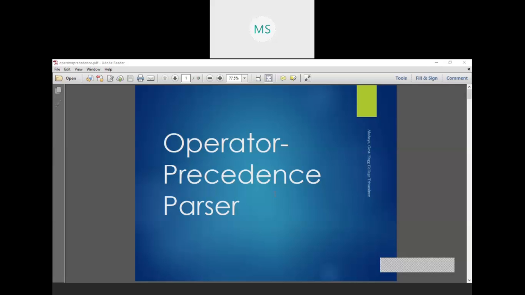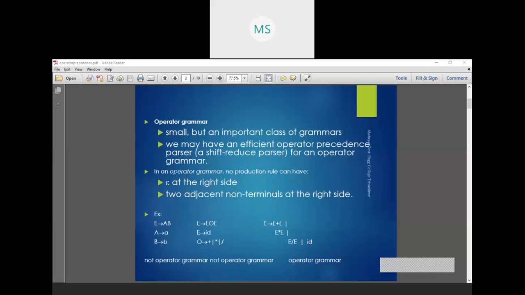And what type of grammar can the operator precedence parser accept? The operator precedence parser can be applied only to operator grammar. What do we mean by operator grammar? Operator grammar is a small but important class of grammar. We may have an efficient operator precedence parser, which also uses the concept of shift reduce parsing for an operator grammar.